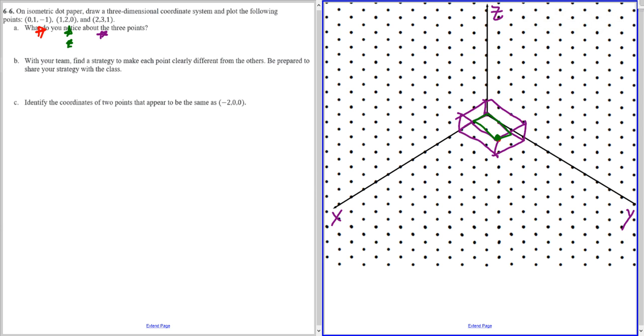So, homework is 611. Work on those problems for tomorrow. We'll talk more about plotting points tomorrow as well.